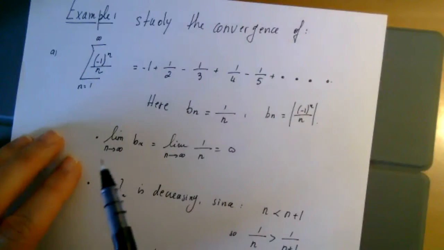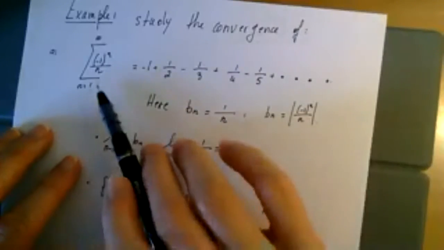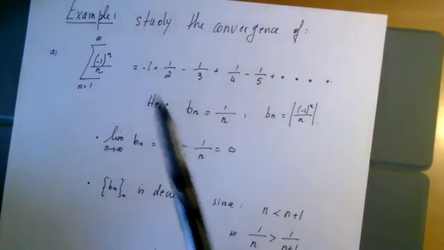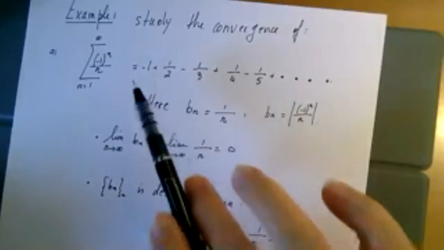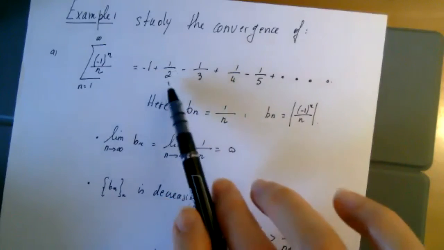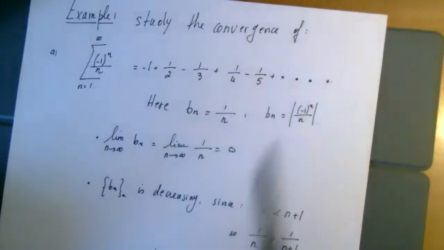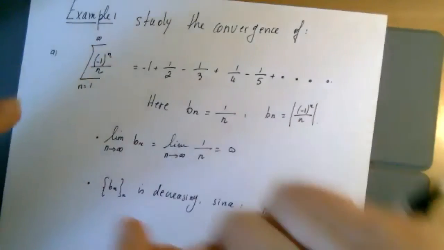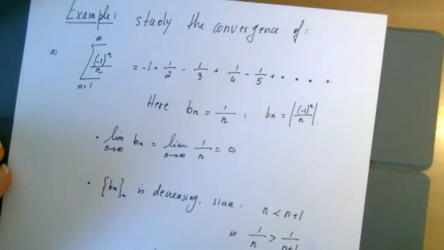Study the convergence of the following: sigma (-1)^n over n. First, I want to make sure it's alternating, which we know, but I would like to make sure. So I write up the first few terms. It's minus 1 plus a half minus a third plus a fourth, etc. So the bn here are basically, as I said, the absolute value of those terms. That's really what the bn's are. They are 1 over n.